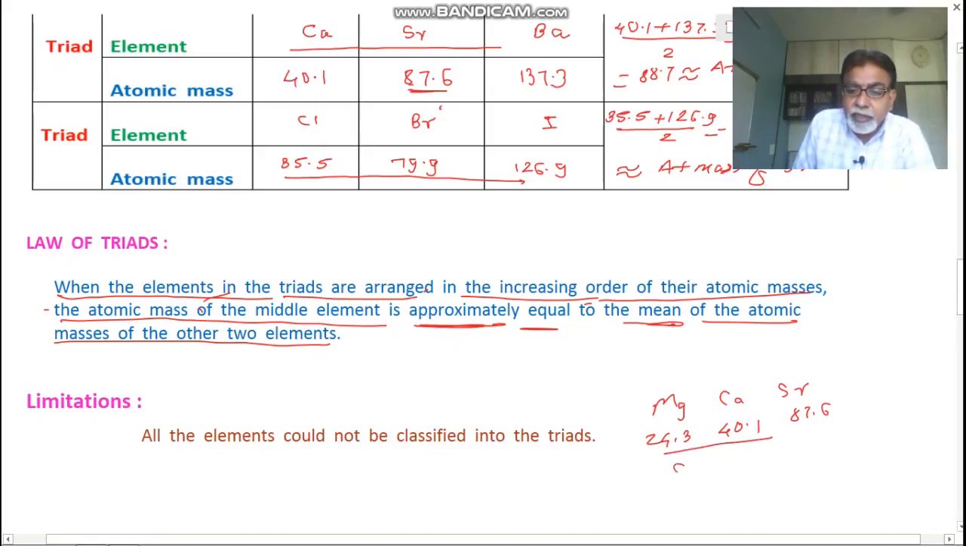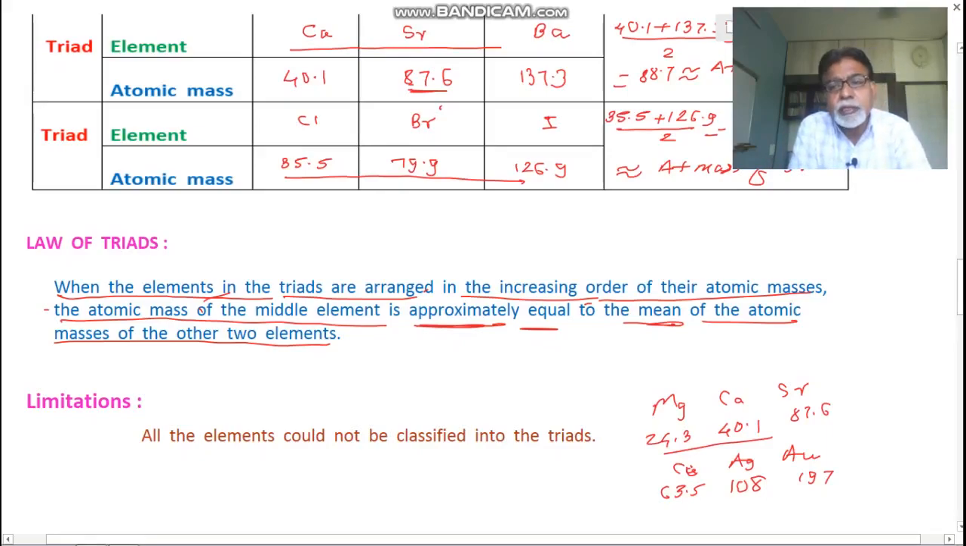Or another one is there: copper, silver and gold. Atomic mass of copper, Cu, is 63.5. Atomic mass of silver is 108 and atomic mass of gold is 197. Not equal. And so the classification of elements in triads was unsuccessful.